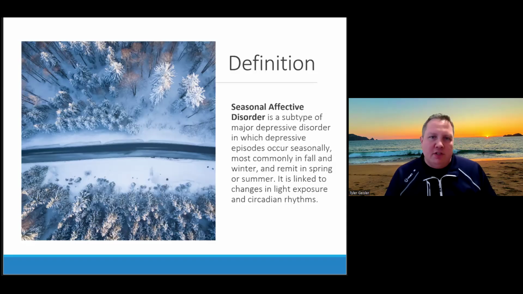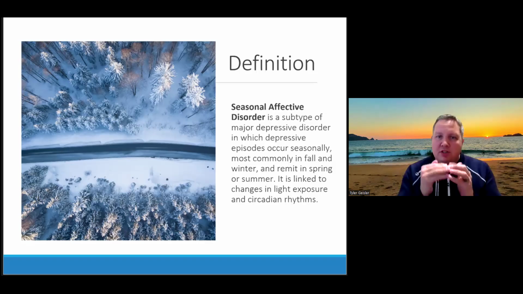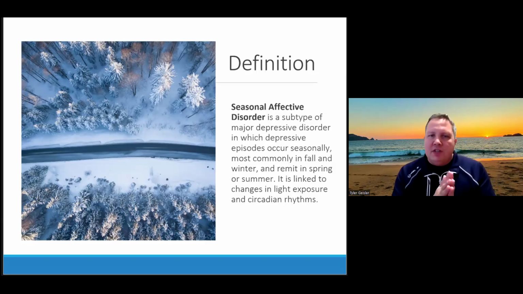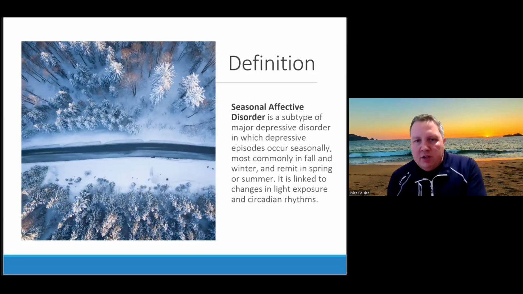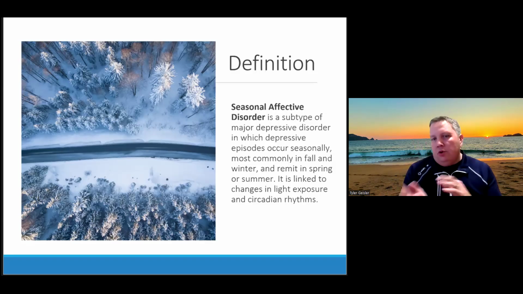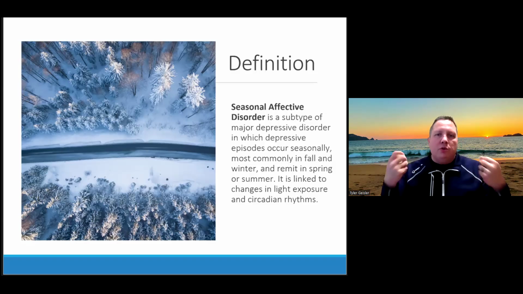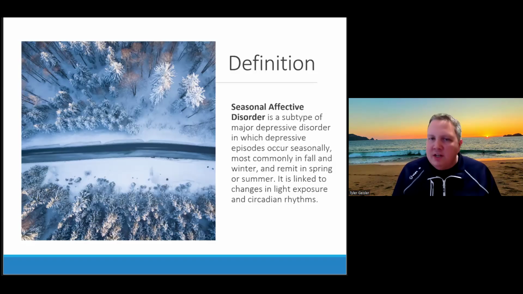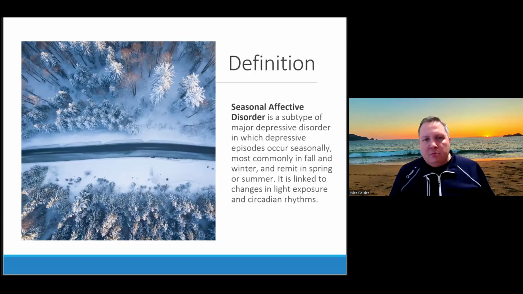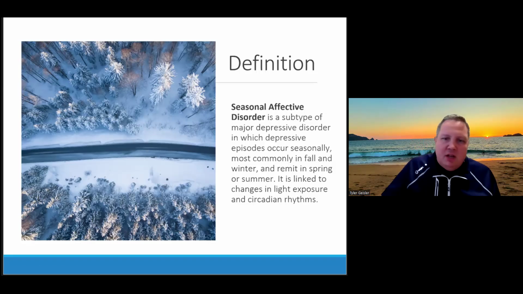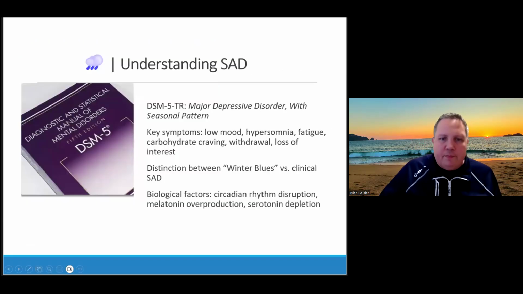That's the difference here with seasonal affective disorder. It's a part of major depressive disorder, a subtype of it, but you'll notice it comes more commonly in the fall and winter, and then it'll remit or go away in spring and summer. Once there's no new growth, things start getting warmer, the sun is out more, there's more light exposure, and then our circadian rhythms adjust as well.